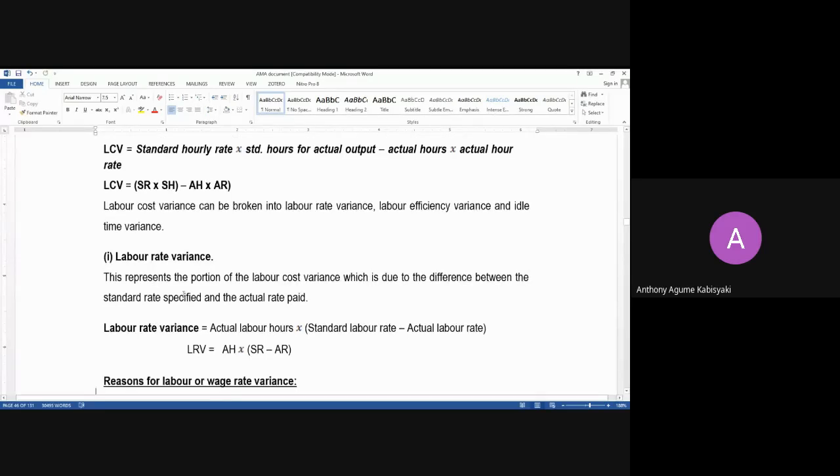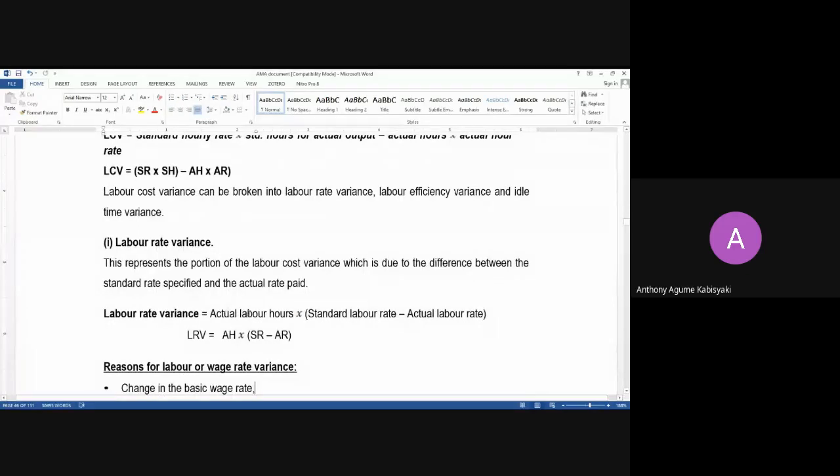So, computing the labor rate, we need to get the actual labor hours. And these variables will always change depending on how labor is remunerated. Instead of actual labor hours, it could even be actual daily rate, or actual weekly rate, or actual monthly rate, depending on how the labor force is remunerated. Then times the standard labor rate minus actual labor rate: AH times (SR minus AR).